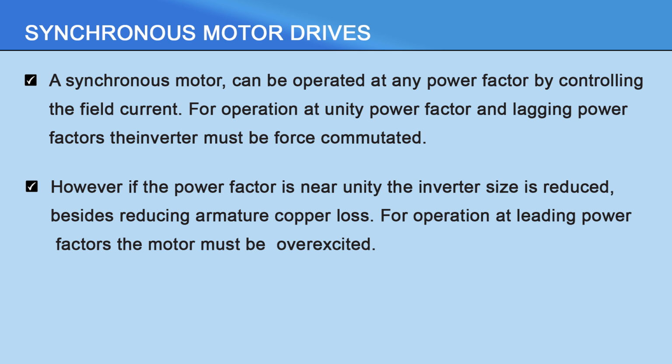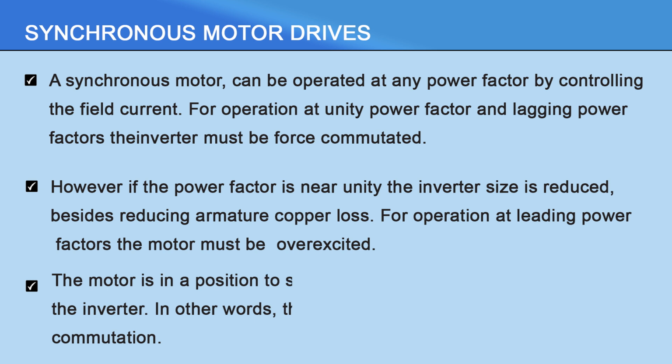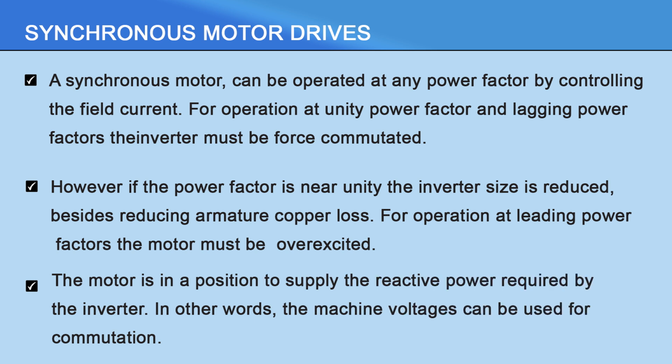For operation at leading power factor, the motor must be overexcited. The motor is in a position to supply the reactive power required by the inverter. In other words, the machine voltage can be used for commutation. The inverter in this case is load commutated. The load commutation is possible with cycloconverter, current source inverter and voltage source inverter.